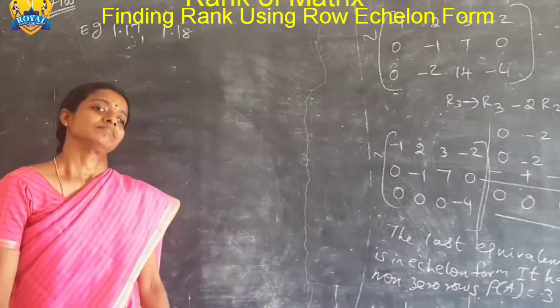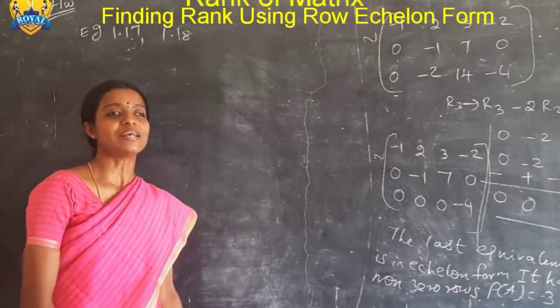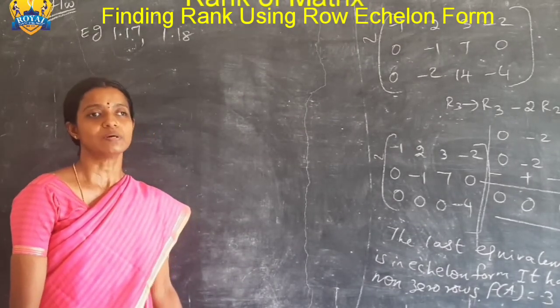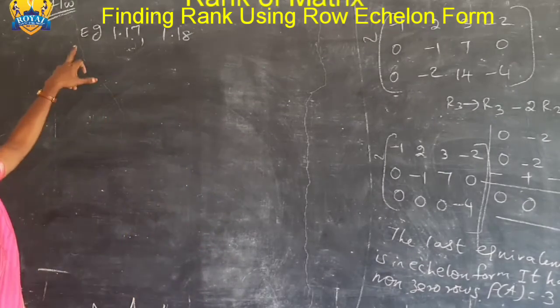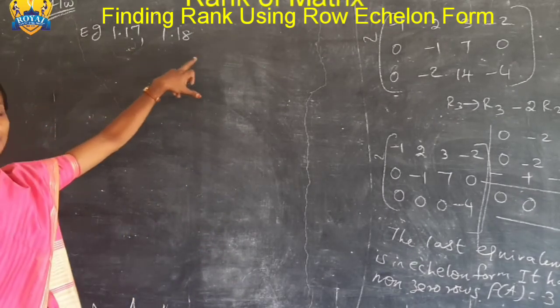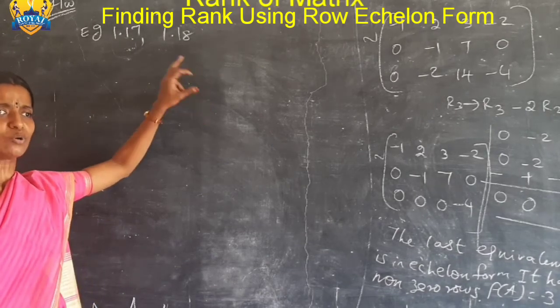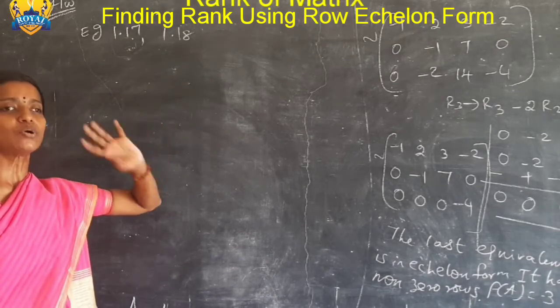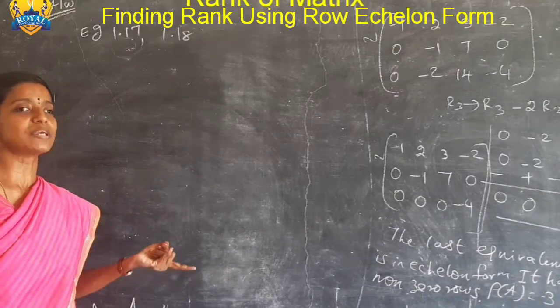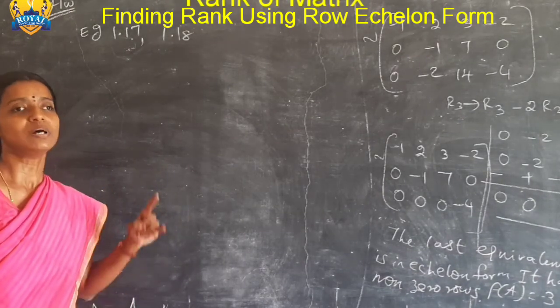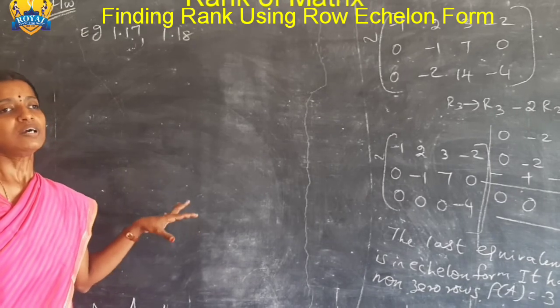We have completed finding rank using row echelon form. Thank you children. Now the homework for this class is example 1.17 and 1.18. You try to work out the same way using row elementary operations, elementary transformations. You are bringing the given matrix to row echelon form and finding out the rank. Same kind of problem as we dealt with in the exercise.